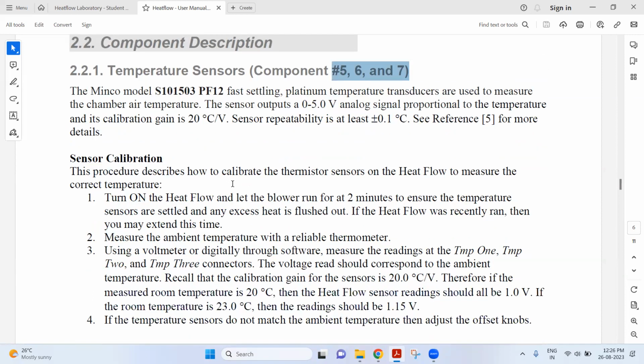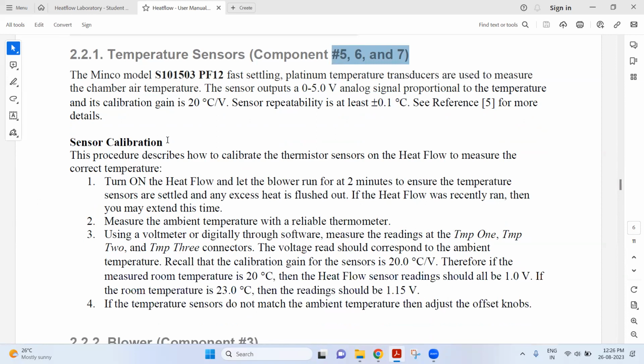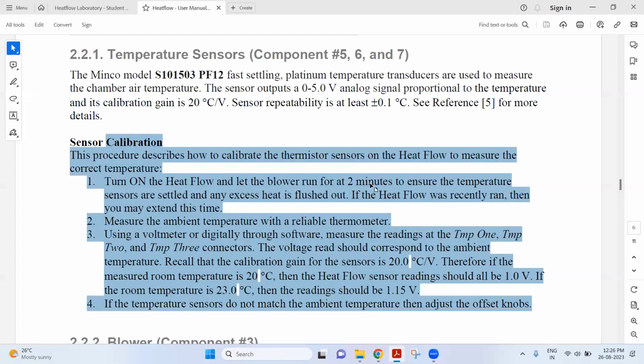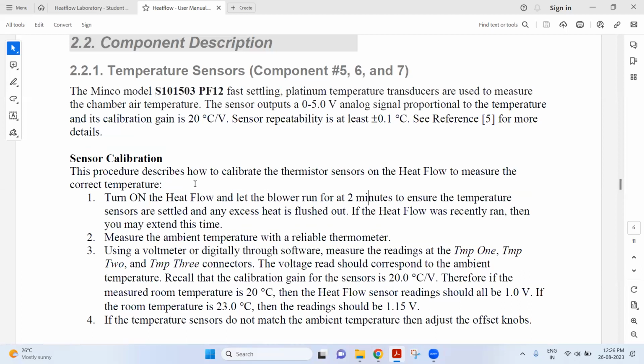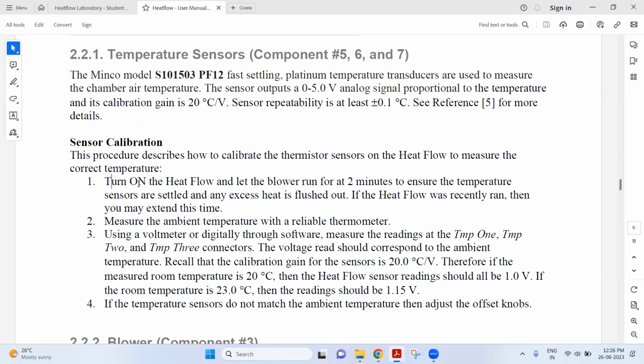Now they're telling how to calibrate the sensor. Simply if you keep a sensor and it is showing results, we will not know if they are right, so before that we have to calibrate the sensors. This is the procedure to calibrate the sensor. First, turn on the heat flow and let the blower run for 2 minutes. First we need to turn on the heater as well as the blower and run it for 2 minutes.